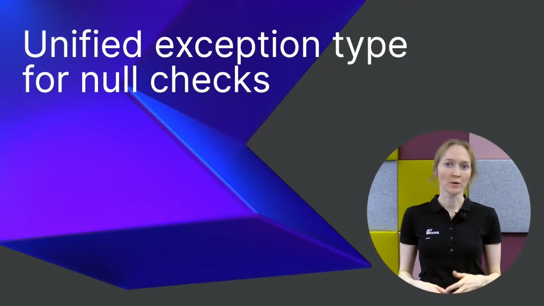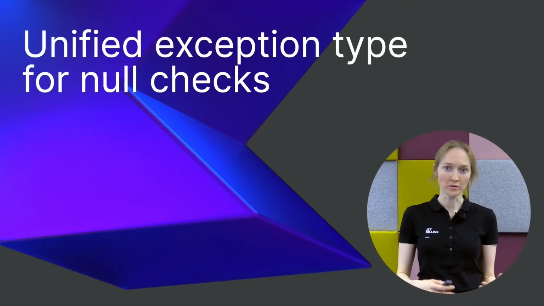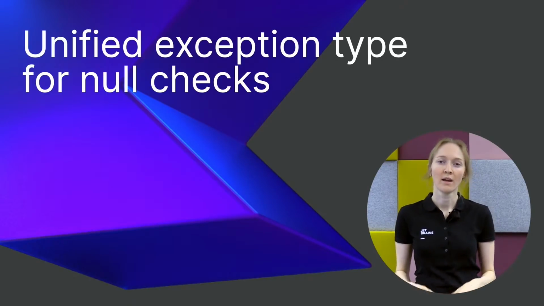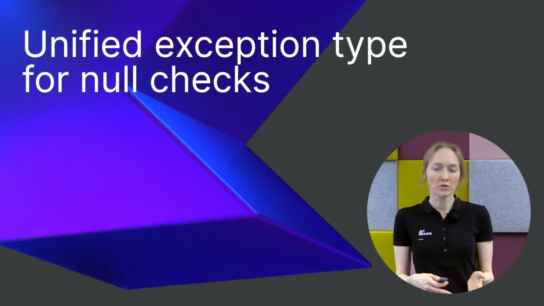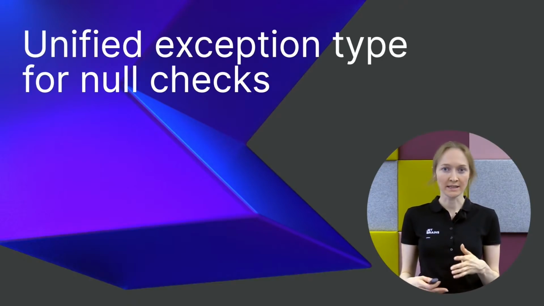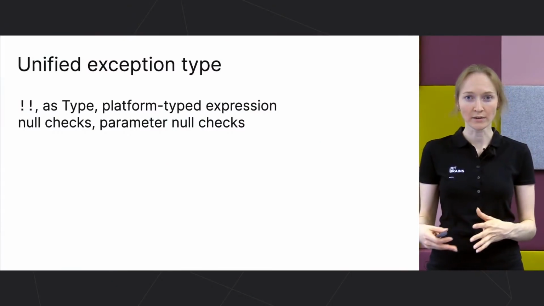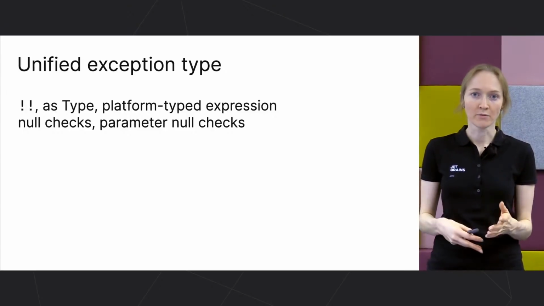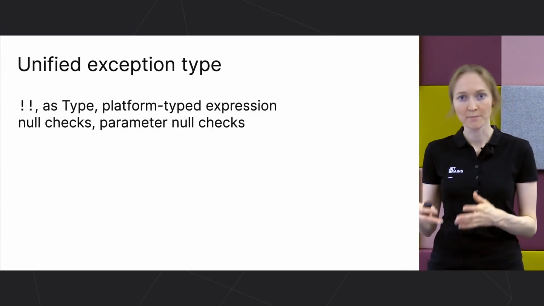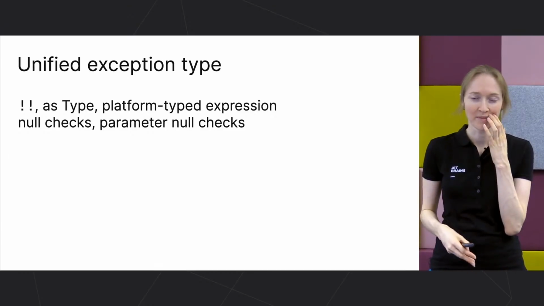The next feature that I want to cover is unified exception type for null checks. It's not a new language feature that you can use somehow in your code. However, I want to mention it and explain it so that you won't be surprised if you see another exception type for nullability issues. Different operations in Kotlin, such as 2 exclamation marks, typecast, platform type expression null checks, parameter type checks, they all related to nullability.